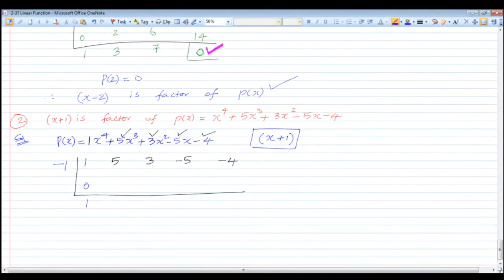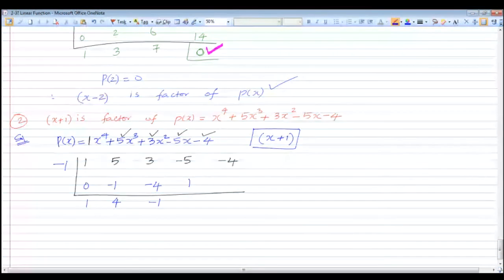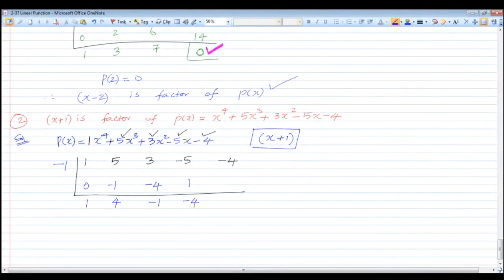Here bring down 1. Multiply minus 1 into 1, minus 1. Add it, 4. Multiply, this is minus 4. Here minus 4, add it, you will get 0 after the remaining steps: minus into minus is plus, you get 4 again, then plus 1 into minus 4, and you get 0. So the value is 0. So I will write it here: x plus 1 is a factor of p of x.